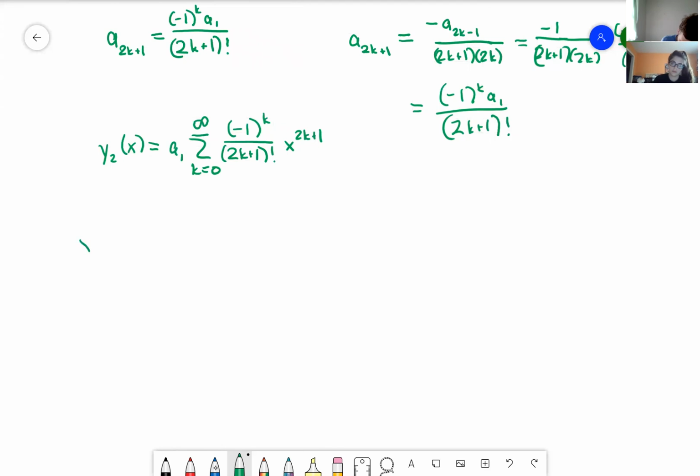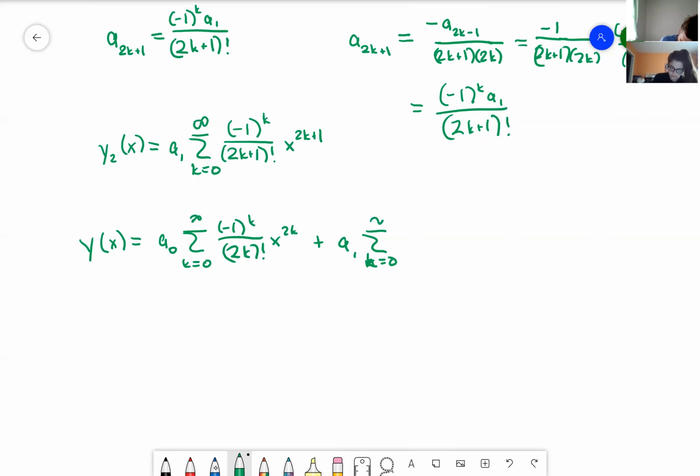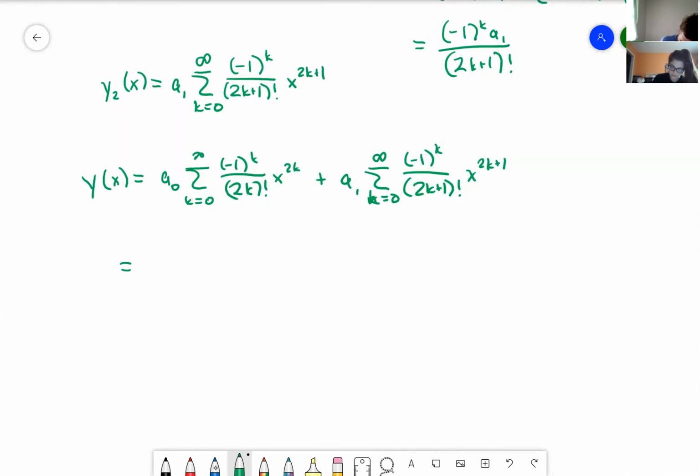And putting these two things together, we get y of x is equal to a0, sum from k equals 0 to infinity, negative 1 to the k over 2k factorial x to the 2k, plus a1, sum from k equals 0 to infinity, negative 1 to the k over 2k plus 1 factorial x to the 2k plus 1, which looks something like a0 plus a1 x minus a0 over 2 x squared minus a1 over 6, or 3 factorial, x cubed plus so on.